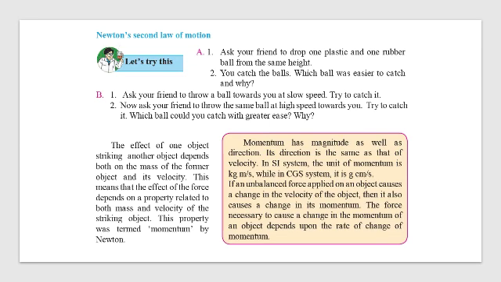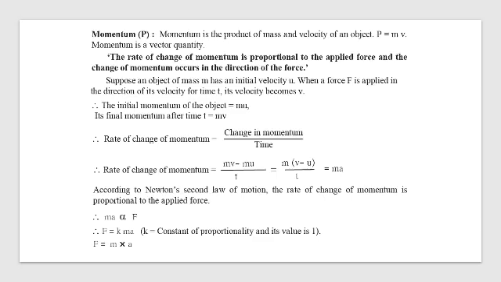Momentum is represented by the letter P. It is a product of mass and velocity of an object. The rate of change of momentum is proportional to the applied force, and the change of momentum occurs in the direction of the force. What direction you will apply the force? The object will move in that direction. You are kicking a ball on the football ground into the net. It will go into the net for a goal, right? So your force is applied where? Your force is applied in the forward direction. The ball will also go in the forward direction.